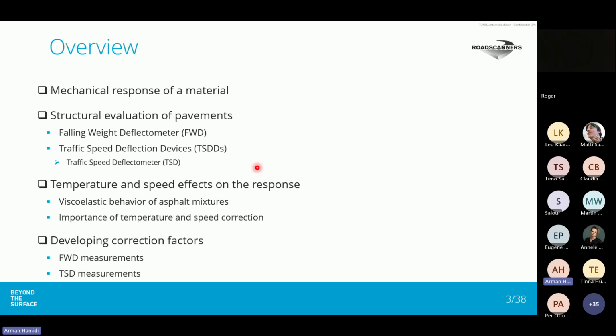So I need to briefly talk about the viscoelastic behavior of asphalt mixtures and also the importance of this temperature and speed correction adjustment. And finally, I will explain how to develop correction factors, temperature correction for FWD deflections, and also temperature and speed correction for TSD measurements.